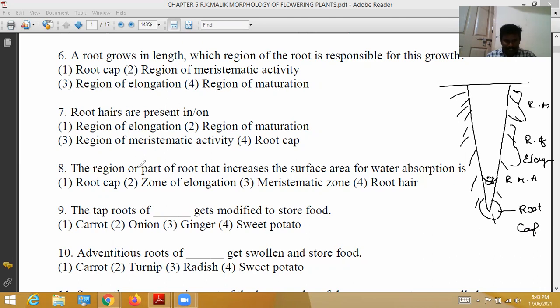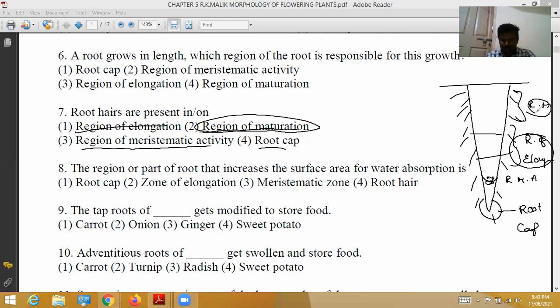Root hairs are present in the region of maturation. This is called the region of elongation, and this region is responsible for growth. Then the region of meristematic activity, the root cap, and the region of maturation.